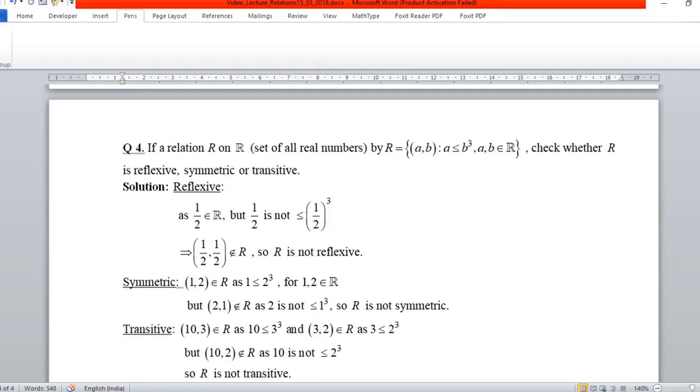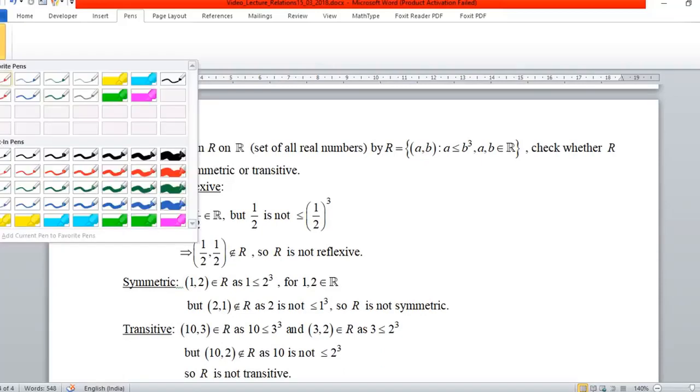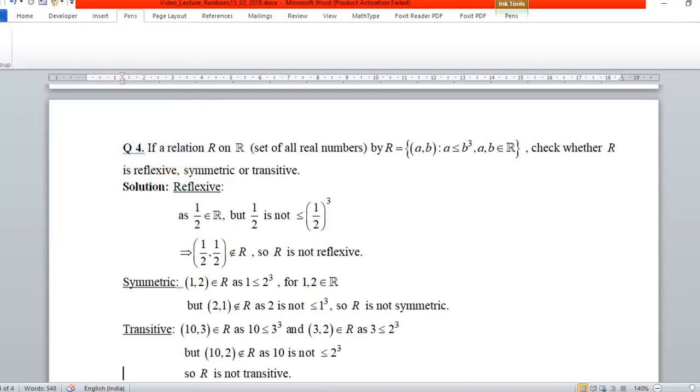This is again an important and a potential question for your board exam. Now, a relation R is defined on the set of real numbers by (a,b) such that a is less than or equal to b cube, for every a and b belonging to the set of real numbers. Now we need to check whether R is reflexive, symmetric or transitive. Let us start with the very first type, reflexivity, or reflexive nature.